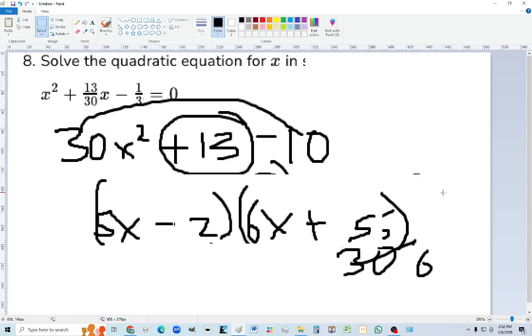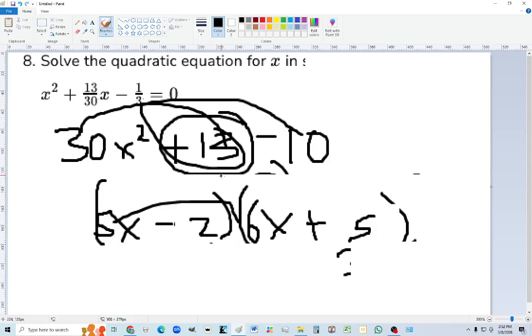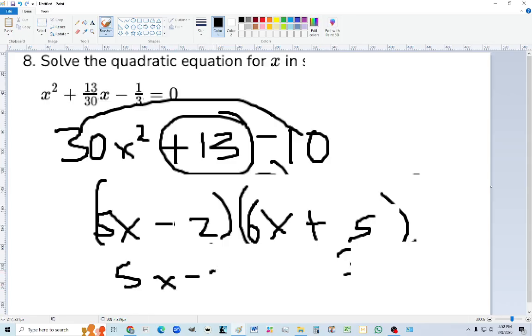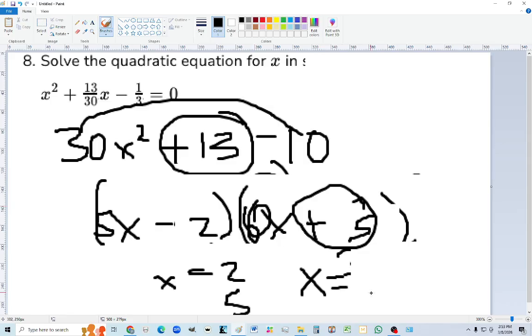And let's see if that worked. 5x times 6x is 30x squared. 5x times 5 plus 25x minus 12x becomes plus 13x. And minus 2 times plus 5 minus 10. So those are the factors. And when I set them to 0, 5x minus 2 equals 0 becomes 2 over 5. And the other one becomes minus 5 over 6. So I'll let you figure out how I came up with that. It's just the opposite of that and divided by this.